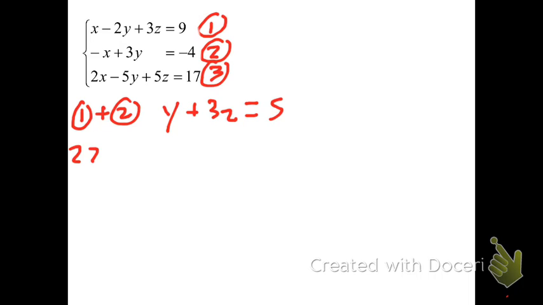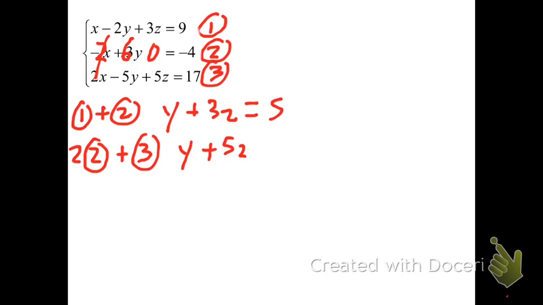Alright, so now I'm going to take equation 2 and double it. So multiply everything in equation 2 by 2 so that I can add it to equation 3. And then what happens there is my x's get eliminated. Alright, so if I double that first term and add it to 2x, they cancel out. If I double that 3y, I get 6y, add it to -5y, and I just get y. Alright, if I double 0, it's still 0, plus 5z, so that just becomes 5z. And if I double -4, I get -8, add it to 17, and I get 9. Alright, so now I have this new system of two equations with two variables.